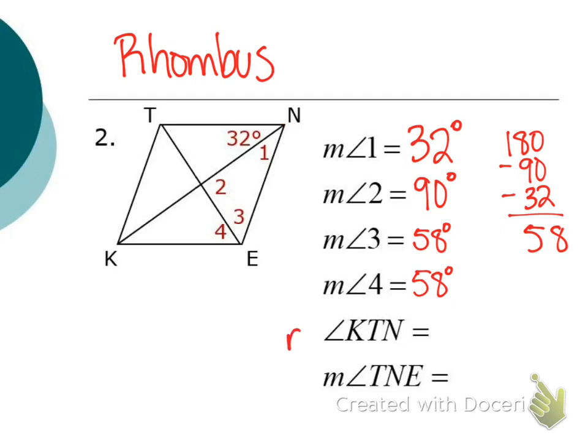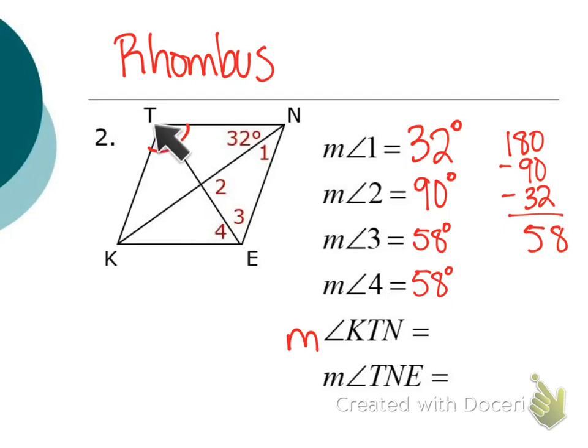Now on the next one, we want the measure of angle KTN. All right, next we are looking for the measure of angle KTN. That is this whole big angle up here. The whole thing, not just a piece of it. Any ideas on how we could figure that one out? Jaden? 58. Measurement 3, measurement 4.